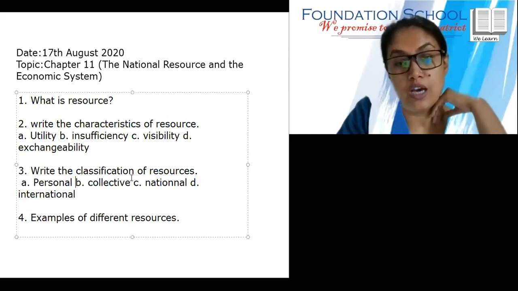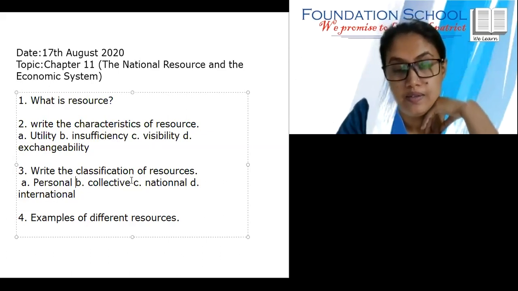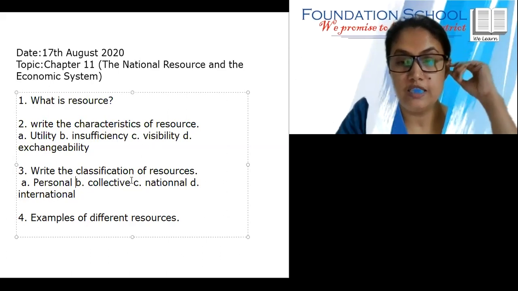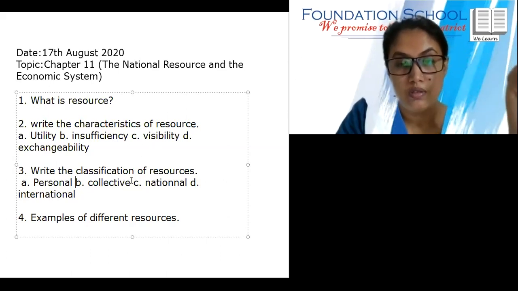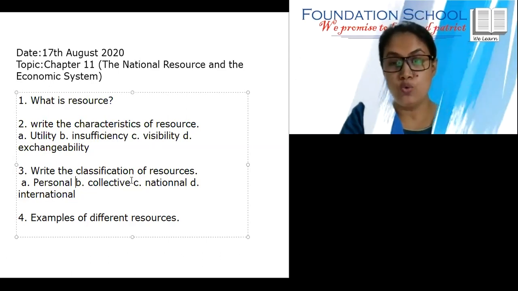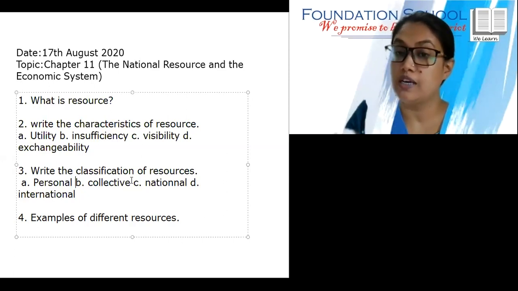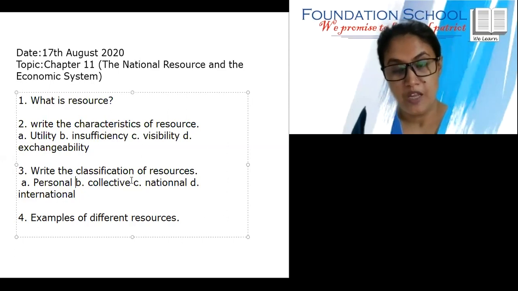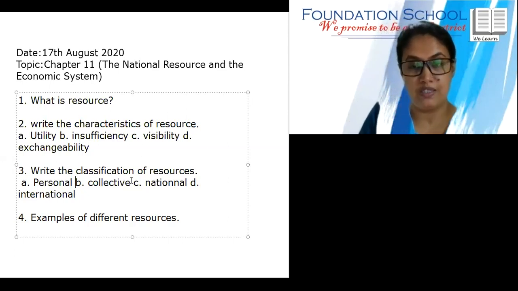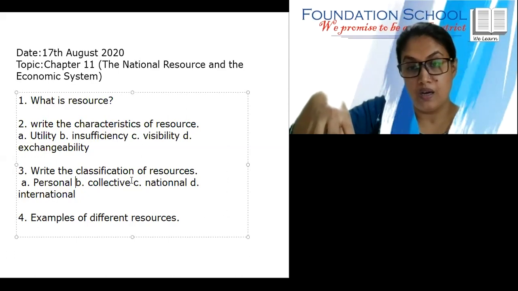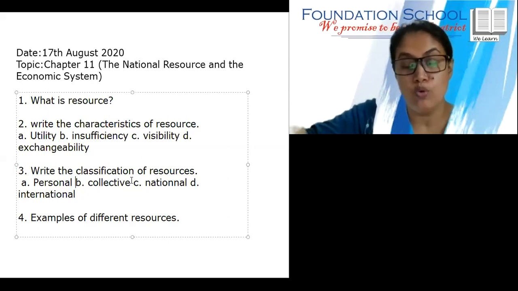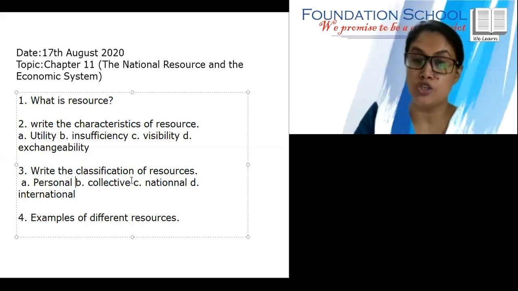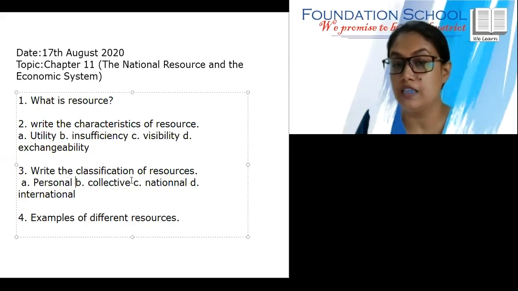Then comes the collective resource. What is called a collective resource? The resources which are enjoyed by the people in a particular society collectively. Suppose a park. This is not a personal property. This is a resource of the people who live in the society. Park, bridge, school, hospital, these are collective resources.